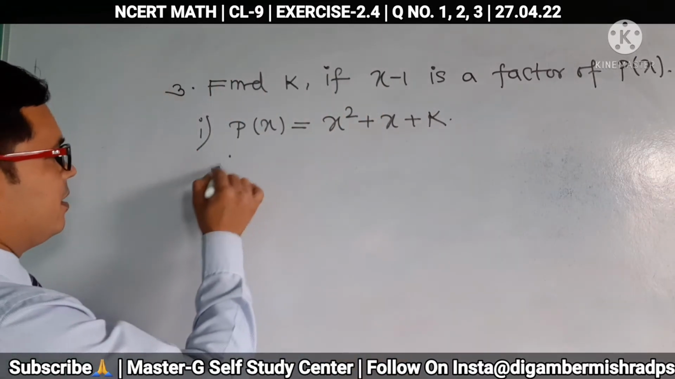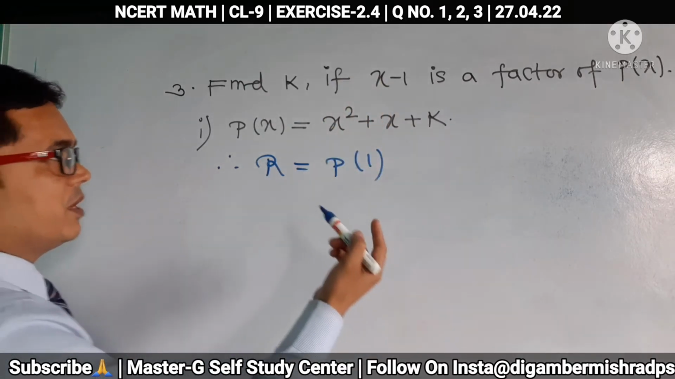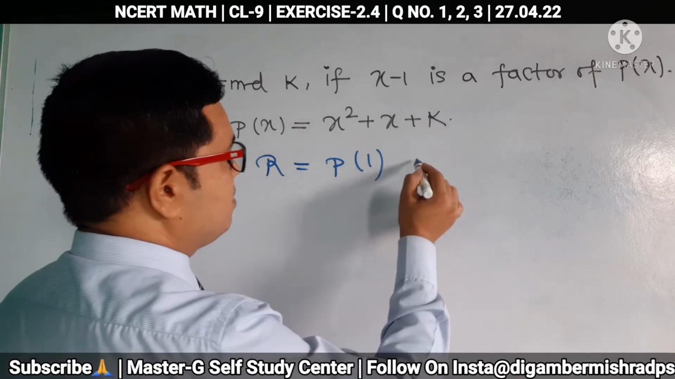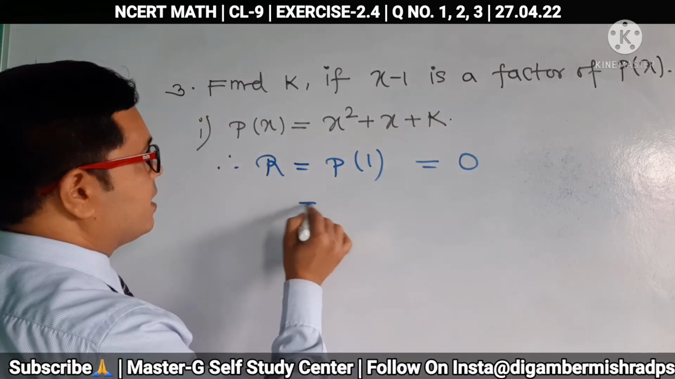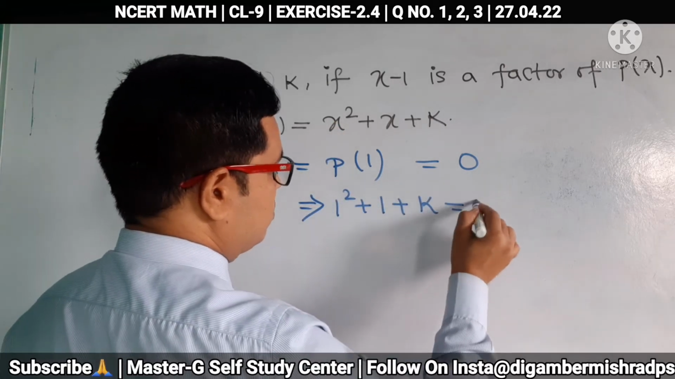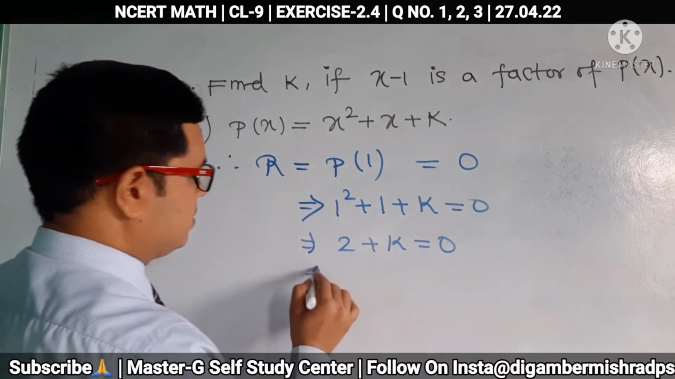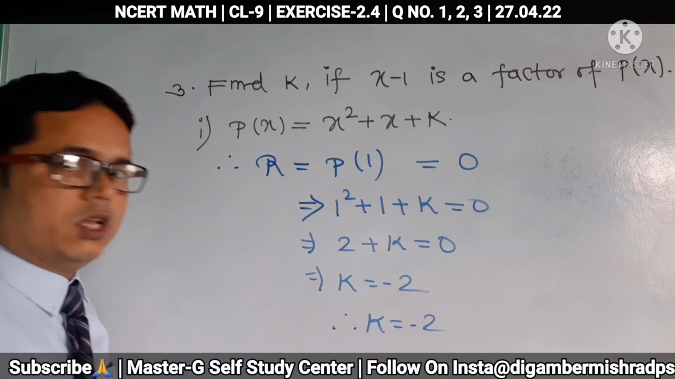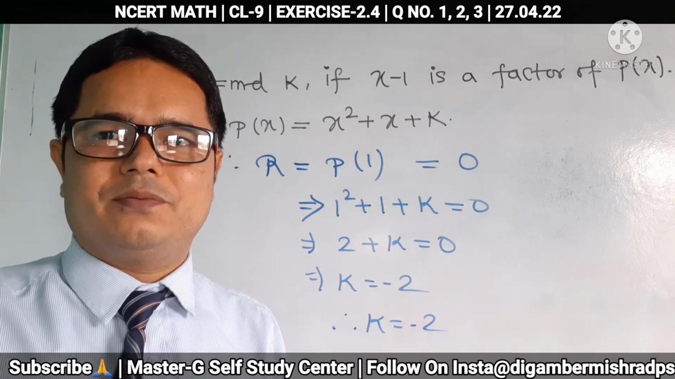So remainder is equal to p(1), because here it is minus 1, so it will become plus 1. If x minus 1 equals 0, then x equals what? 1 only. So this will be 0 also, since x minus 1 is a factor of this, so the remainder will be 0. So therefore 1 square plus 1 plus k is equal to 0. So this will be 2 plus k is equal to 0 and k is equal to minus 2. So therefore k is equal to minus 2. So in this way we can find the value of k for other sums also.